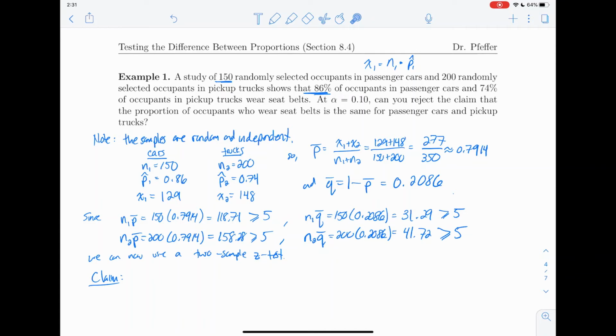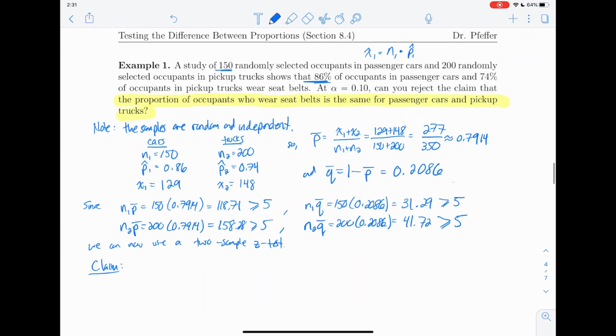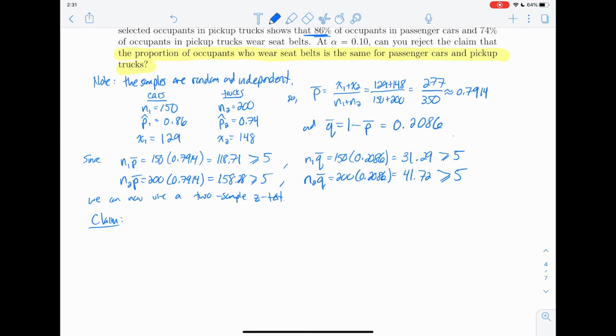Well, they literally tell us, can you reject the claim that? So everything that follows the words "claim that." What is it that they're claiming? The claim that the proportion of occupants who wear seatbelts is the same for cars as they are for trucks. That's the claim. So the claim is the two proportions are equal.